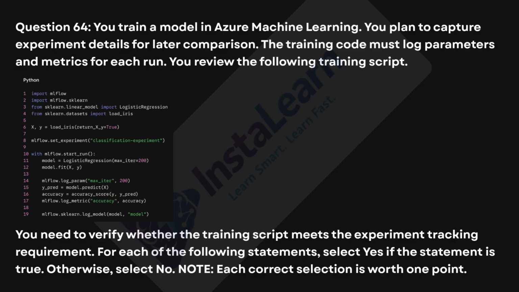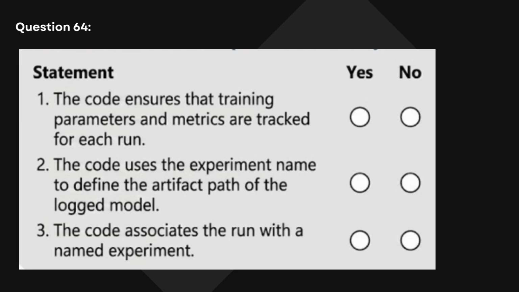For each of the following statements, select yes if the statement is true. Otherwise, select no. Note: each correct selection is worth 1 point. Statement: the code ensures that training parameters and metrics are tracked for each run. Options: yes, no. Statement: the code uses the experiment name to define the artifact path of the logged model. Options: yes, no. Statement: the code associates the run with a named experiment. Options: yes, no.